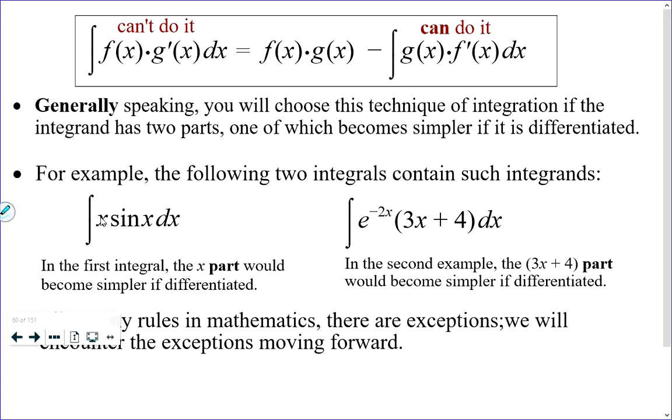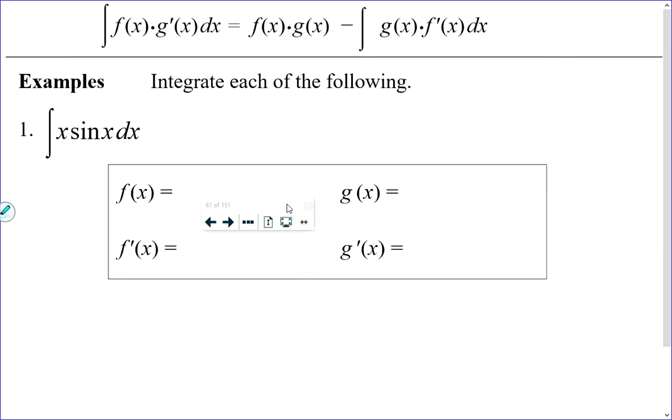There are obviously exceptions to most rules in mathematics, and we are going to look at, I think even today we'll see at least one example where you do not want to choose the thing that becomes simpler as f of x, because then you paint yourself into a corner. So enough talk. Let's see how this works. Let's integrate x sine x dx. What is the antiderivative of x sine x dx?